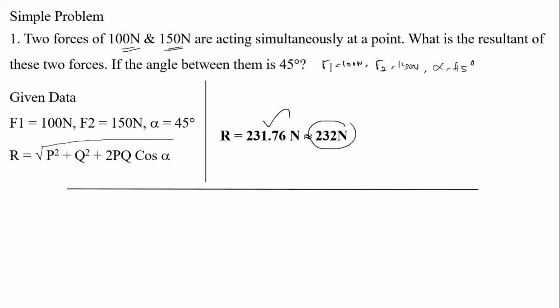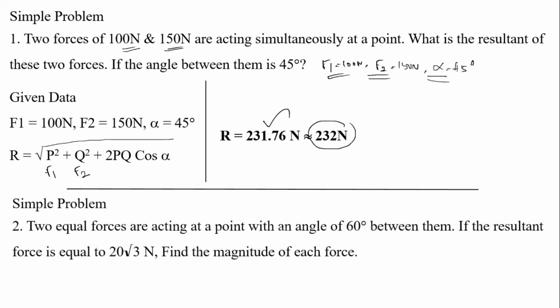It's a very simple problem. Just substitute the values of F1, F2 and alpha in this equation. So P means F1, and Q means F2, right? So substitute these two values and you will get the answer. It's a very simple, basic problem.